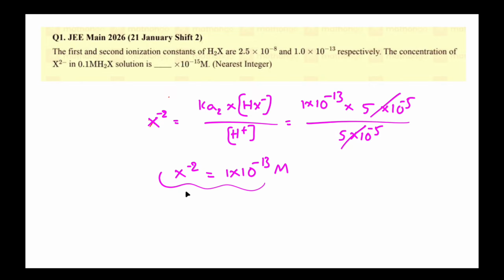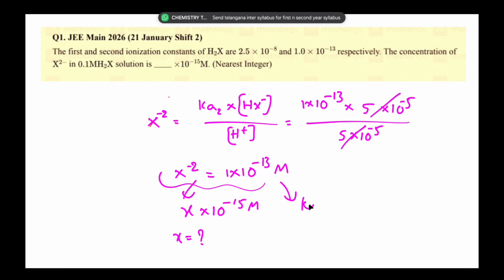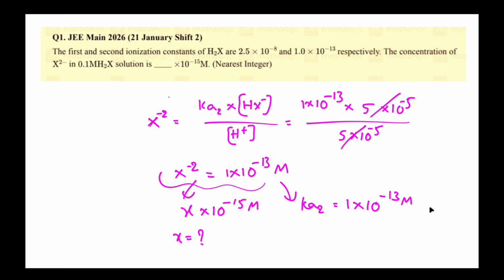To express this value in the form of X × 10^-15 M, X value is: Ka2 is 1 × 10^-13 M. In that we can write it as 100 × 10^-15 M, which is equal to 10^-13. So X is equal to 100. So the answer is 100.